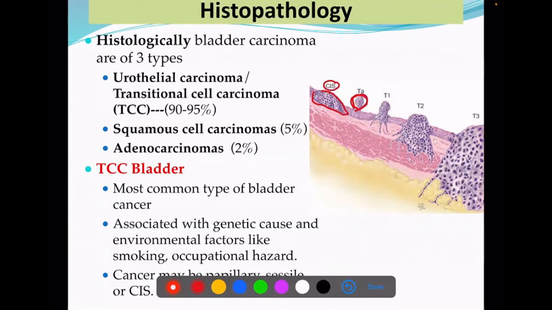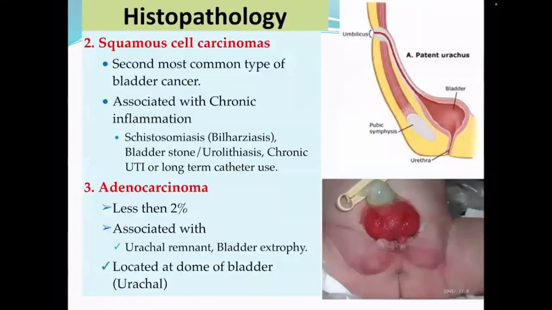Whatever the variety is, both varieties can invade the deeper structures. If they are just at the epithelial surface layer without involving the muscle, we say non-muscle invasive bladder cancer. And if they involve the muscle, then we say muscle invasive bladder cancer. Regarding squamous cell carcinoma, I've already told you, this is the second most common variety, around 5% of bladder cancers, and associated with chronic inflammation.